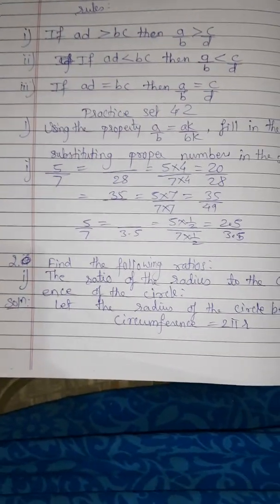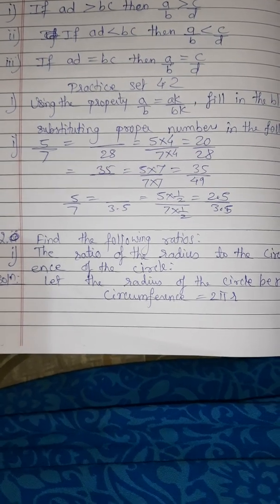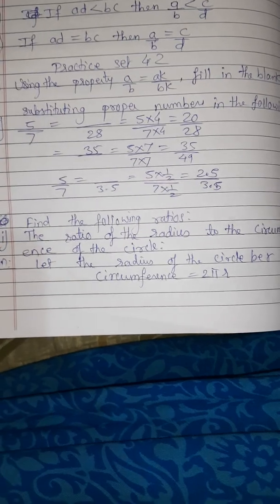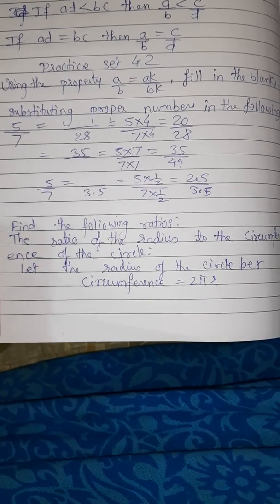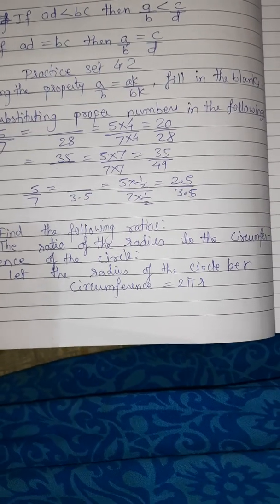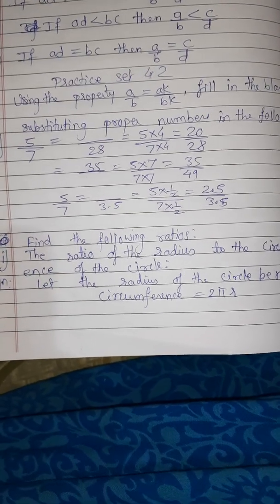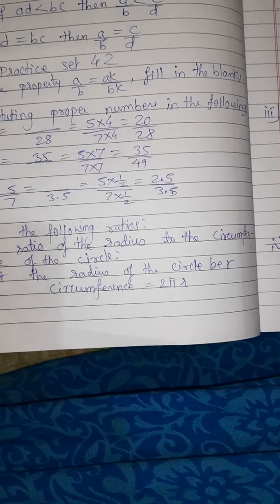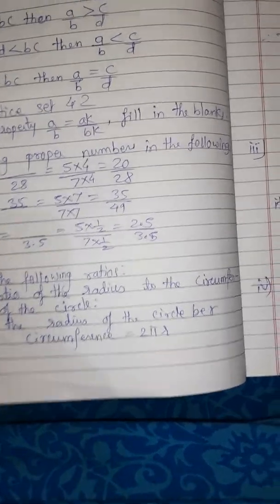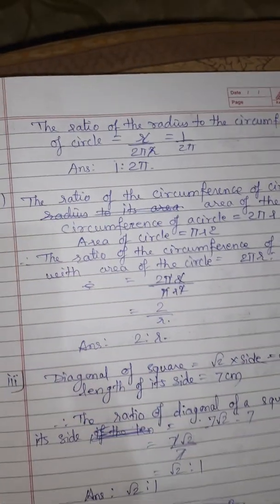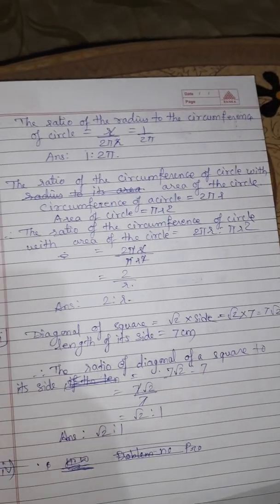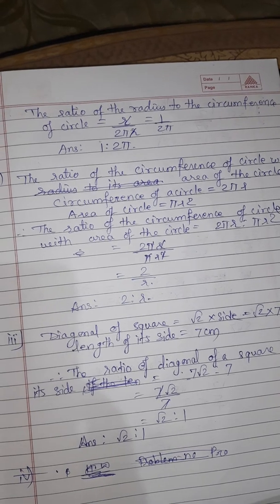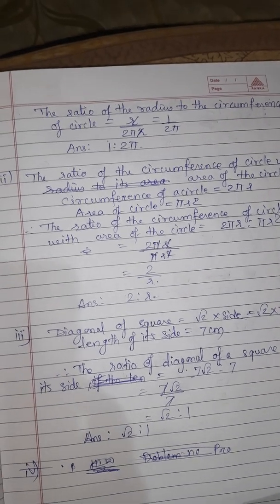Now the second question: find the following ratios. In the first one, the ratio of the radius to the circumference of the circle. We take the radius of the circle as r and the circumference as 2 pi r. So the ratio of the radius to the circumference of the circle is r upon 2 pi r, r cancels. We got the answer 1 upon 2 pi.